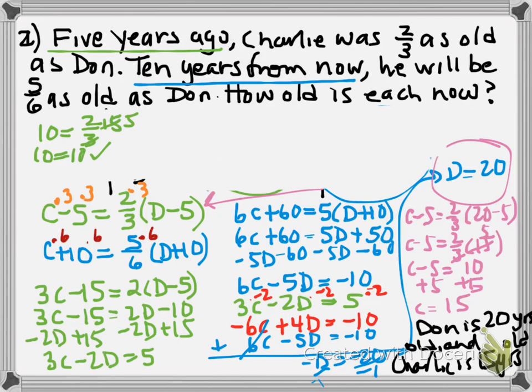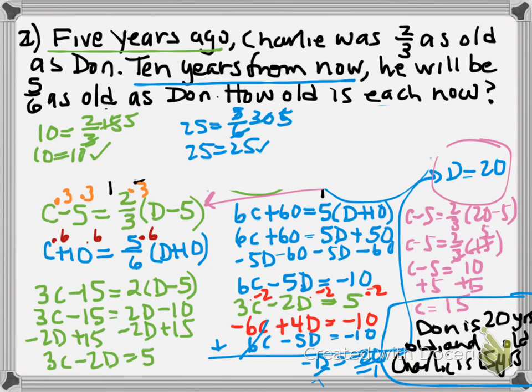Second idea, 10 years from now, Charlie. So if Charlie is 15 now, how old will he be in 10 years? 25. And we want to know, is that going to be 5/6 as old as Dawn? Now, Dawn now is 20. How old would he be in 10 years? 30. And I get 25 equals 25. So what I've just done is verified that these have to be the correct answer. Okay?